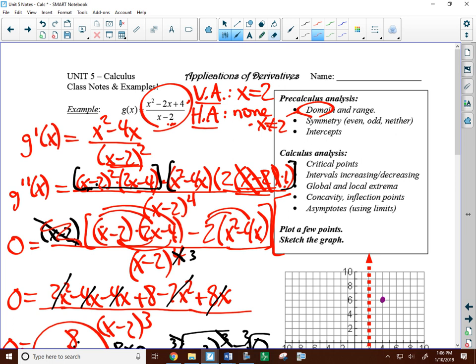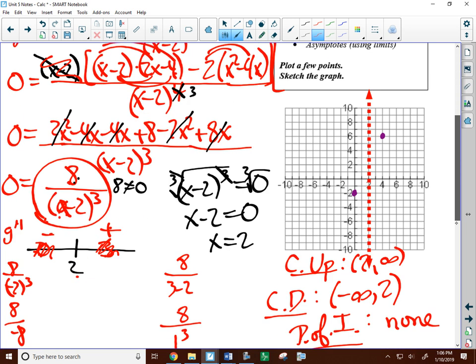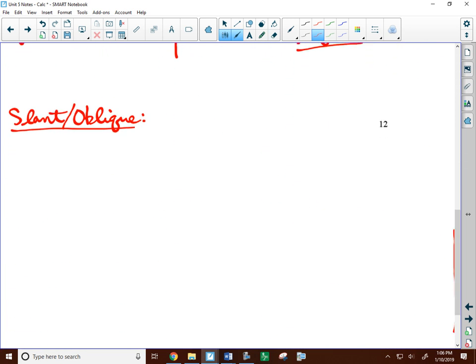It's top heavy and the degree is 1 more. When the degree is 1 higher, there will be an oblique, or slant, asymptote, that means a straight line. There are also other shapes of asymptotes, but not lines. So if the degree of the numerator is 1 more than the degree of the denominator, then there will be a slant or oblique asymptote.